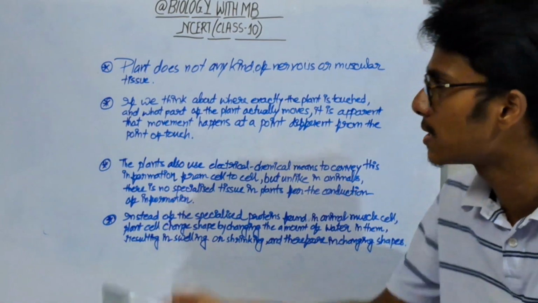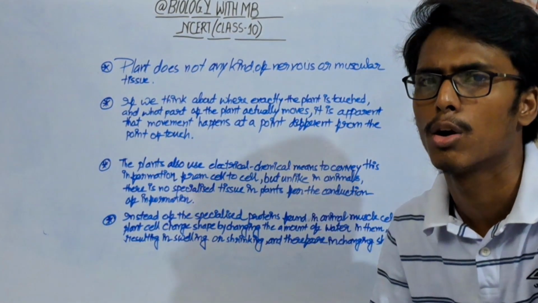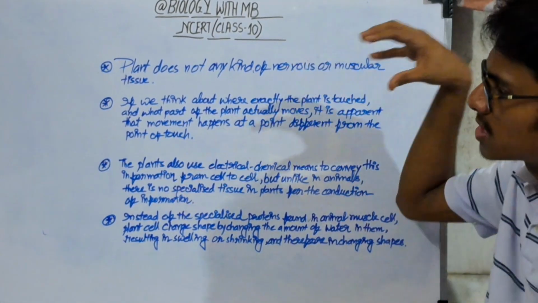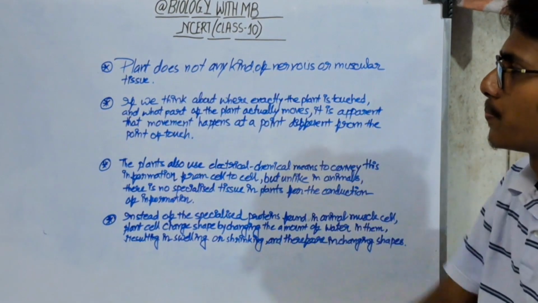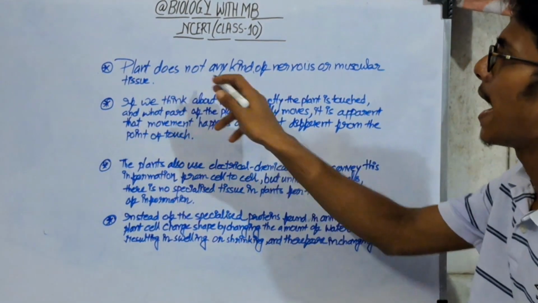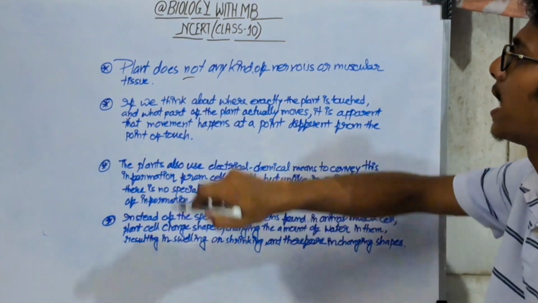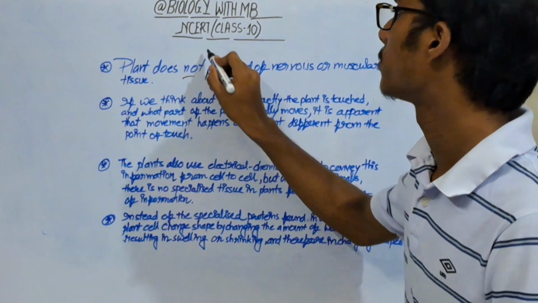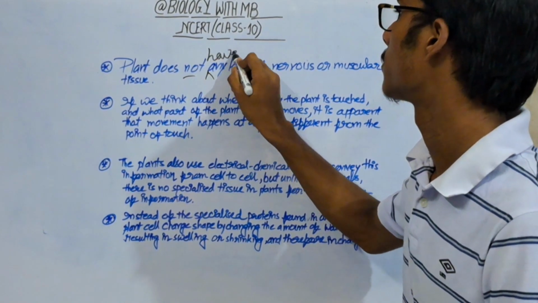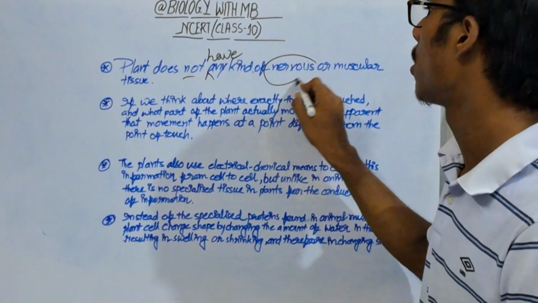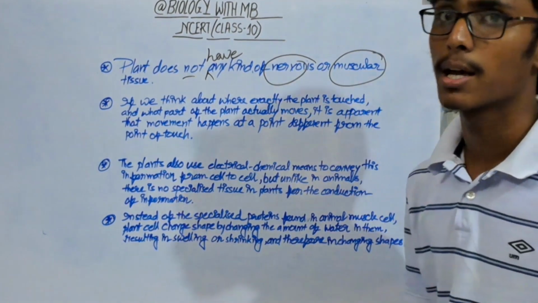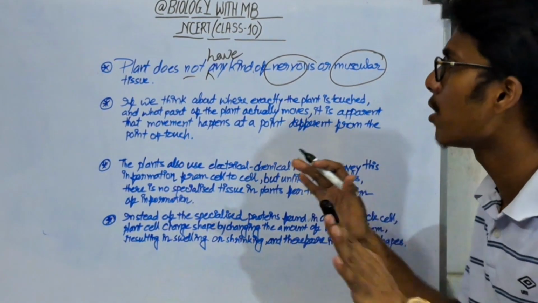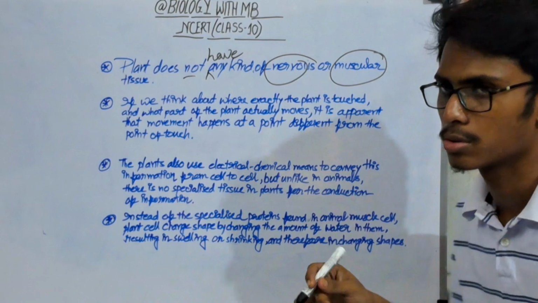Now we will discuss the plant in this case: by what process a stimulus affects a plant. Plants do not have any kind of nervous or muscular tissue that animals have.